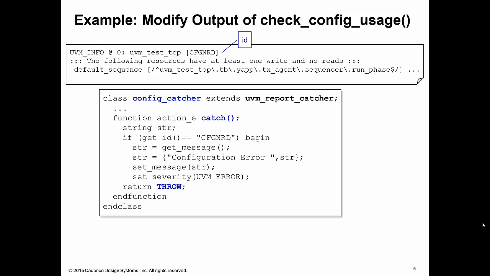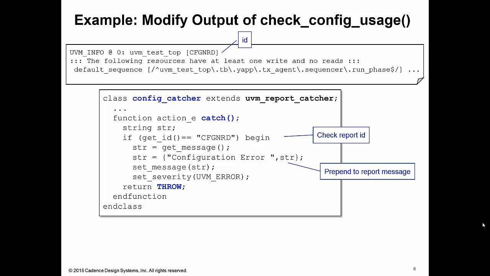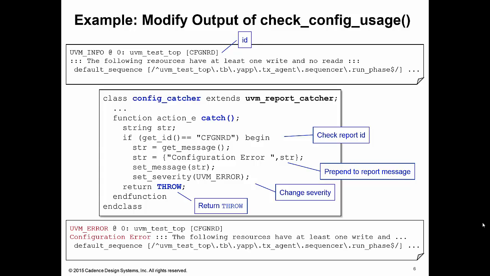So here's my config catcher, report catcher, and in the catch method here, I'll check the report ID, and if the report ID is CFGNRD, then I'm going to modify the report message by adding the string configuration error in front of it, and I'm going to change the severity to UVM_ERROR. So now when my message is intercepted by the catcher, it's going to return an error message with the configuration error string prepended to the front of its existing message.